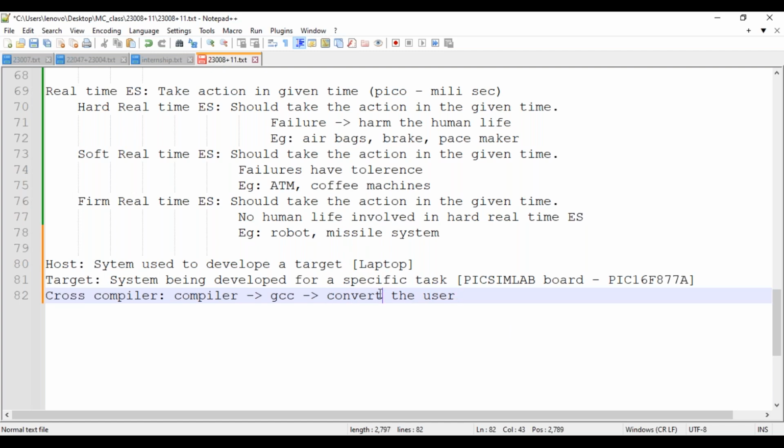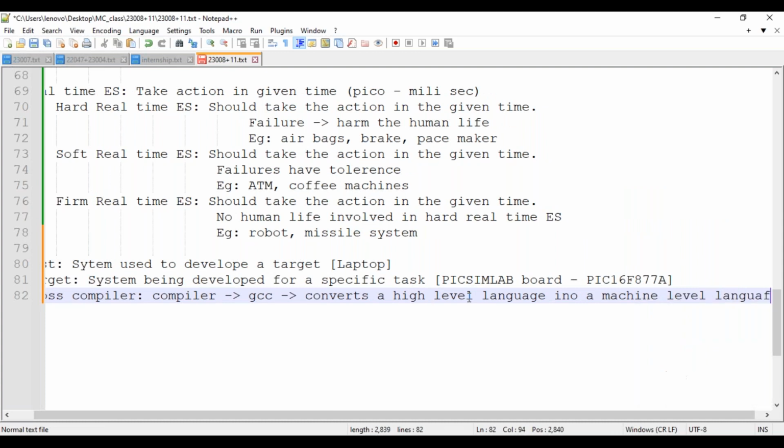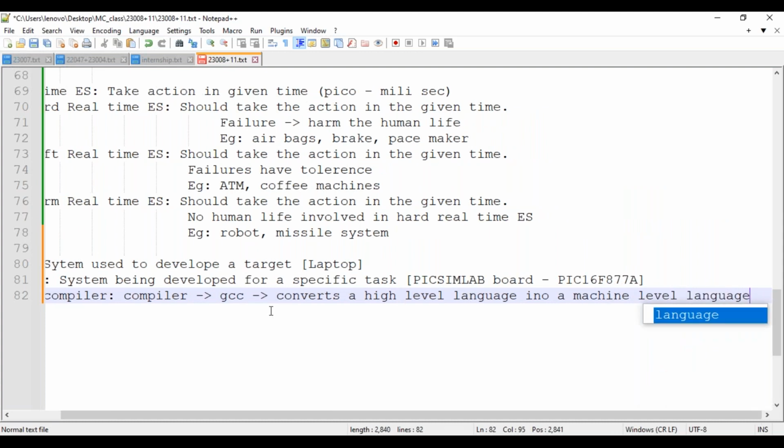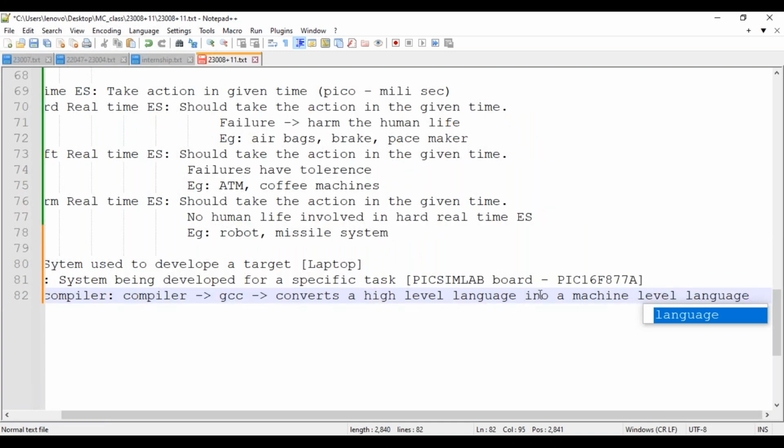So it converts, I would say, a high level language. It can either be a high level language or a middle level language, so I will call it a high level language. So a compiler is the one which converts a high level language into a machine level language. Okay, so that is nothing but the compiler. The compiler is the one which converts a high level language into a machine level language.